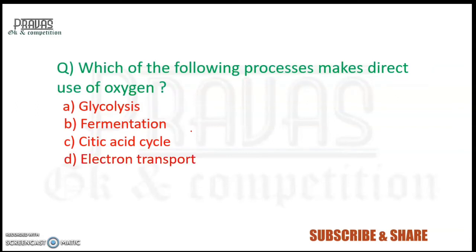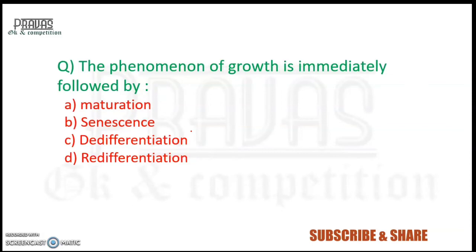Which of the following process makes direct use of oxygen? And the options are glycolysis, fermentation, citric acid cycle, electron transport. And the right answer is electron transport. So electron transport makes direct use of oxygen.